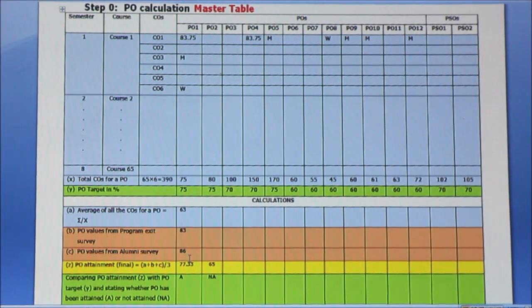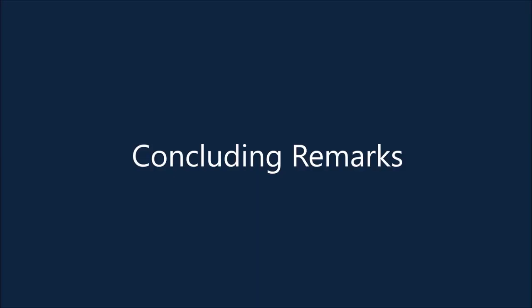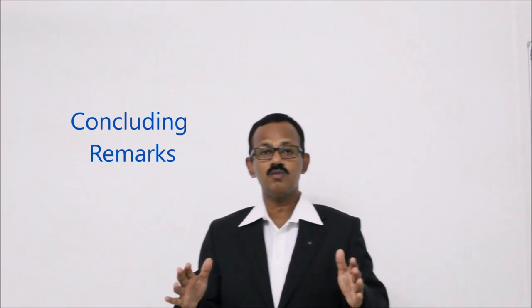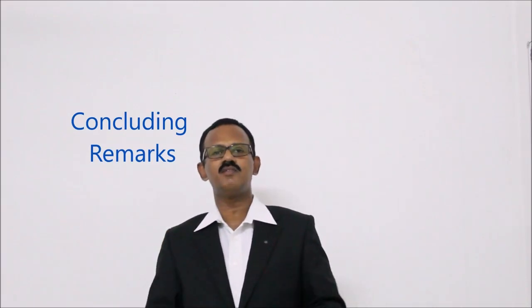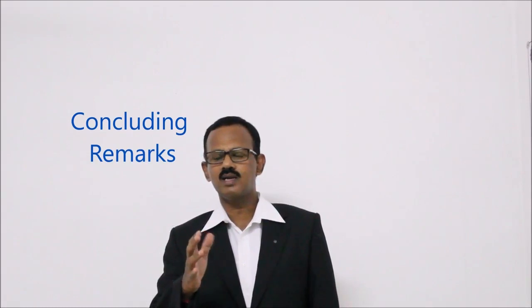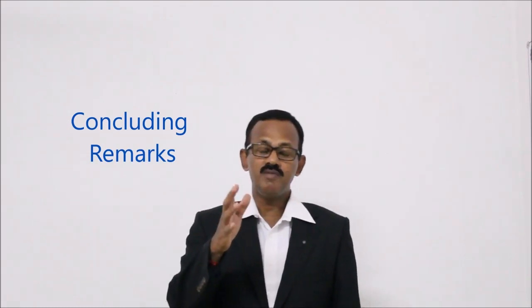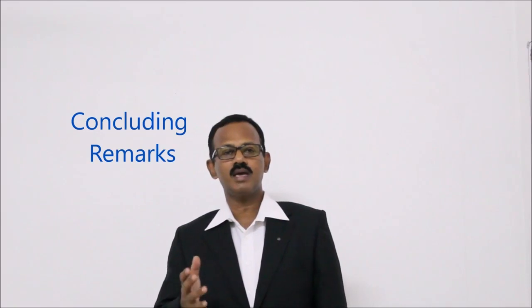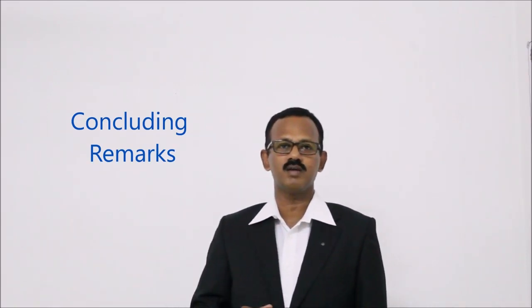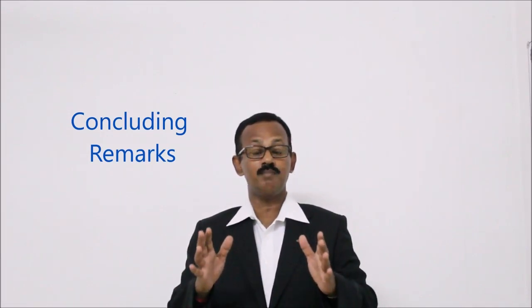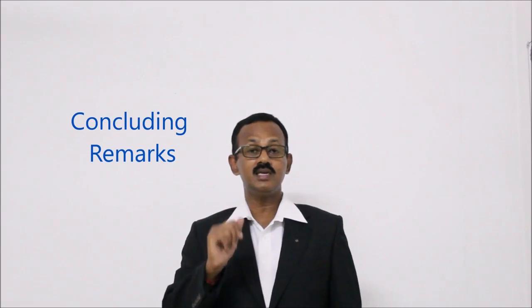This is all about how to calculate program outcomes. Till now in this entire video, which I understand is a slightly lengthy video, we have seen how to calculate program outcomes, giving three inputs: by calculating course outcomes, by calculating program outcomes using program exit survey, and by calculating the program outcome using alumni survey. Keep things as simple as possible. That is the key, because beyond all the calculations, teaching only has to be given primary importance.